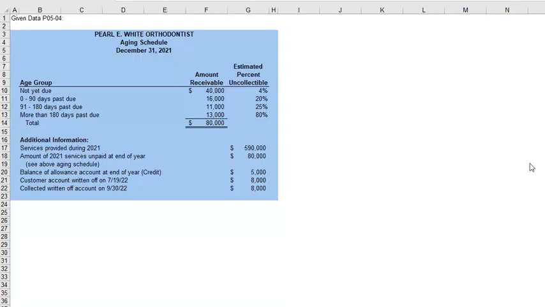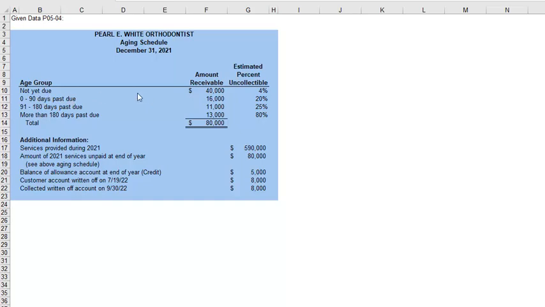Let's move into an example here, class. We are looking at an example of an orthodontics doctor's office and the AR aging schedule they're providing as of December 31st. So what we're seeing here is that total AR or accounts receivable are $80,000 at the end of the year. This is what our customers owe us. We have these separated into buckets. That's a term that you can use in the business world of what these aging groups are.